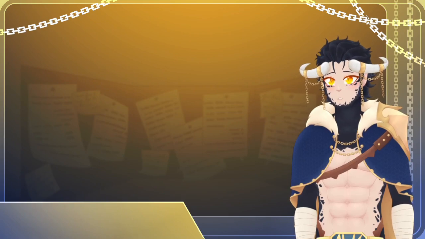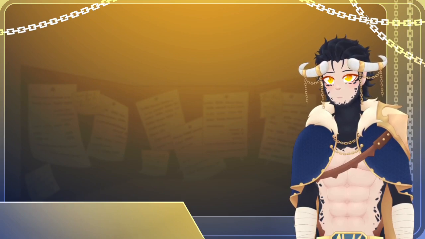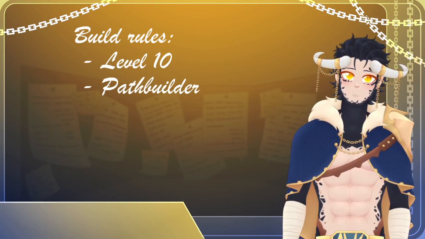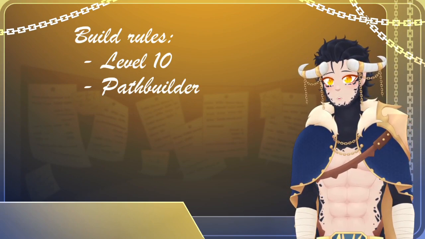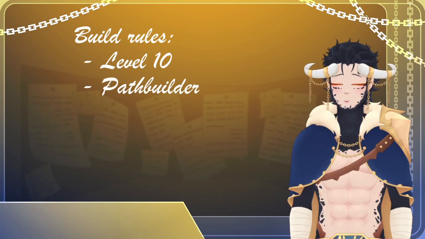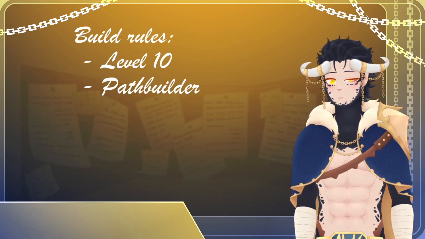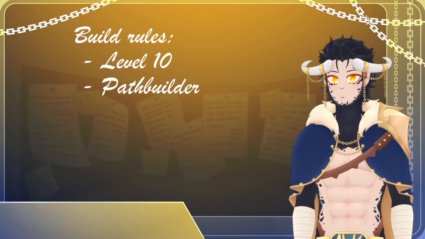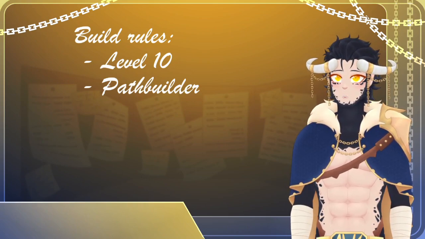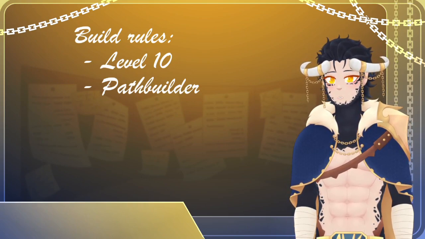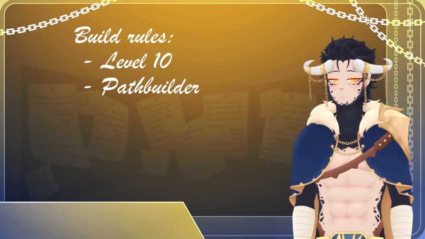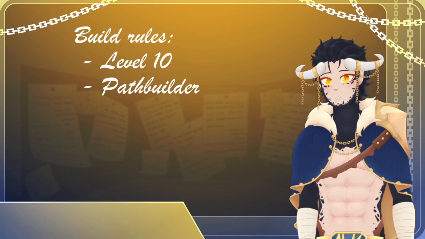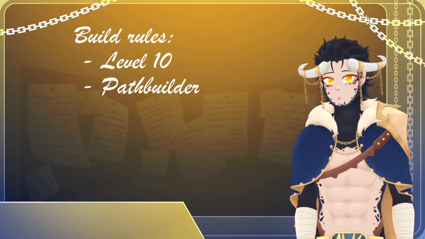Here's my rules for the current build. Or for the current setup. We are building to level 10, and we are making use of Path Builder for this, because pretty much everything that's available to the player base right now is on Path Builder anyway. I think at time of recording, the Tian Xia book hasn't been uploaded to Path Builder yet, but don't quote me on that. I'll probably just find out here in a minute anyway. But yeah, we're going to fuck around and find out.